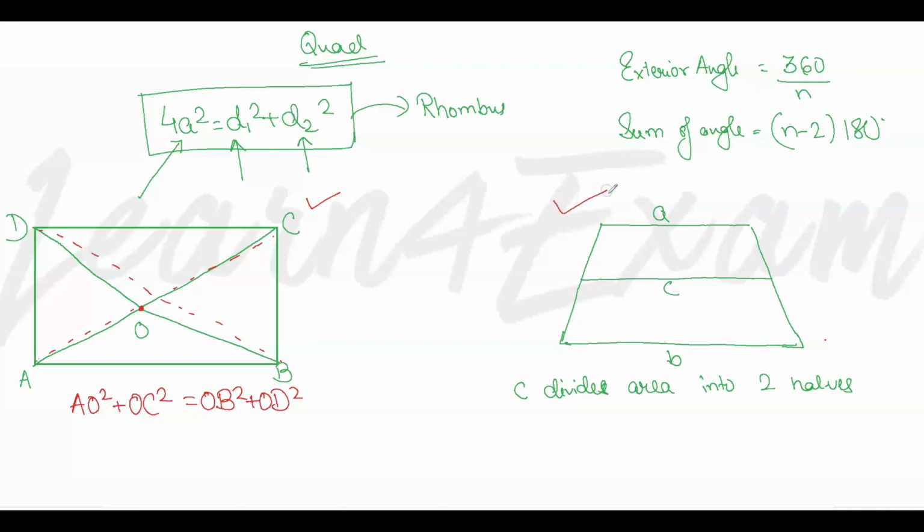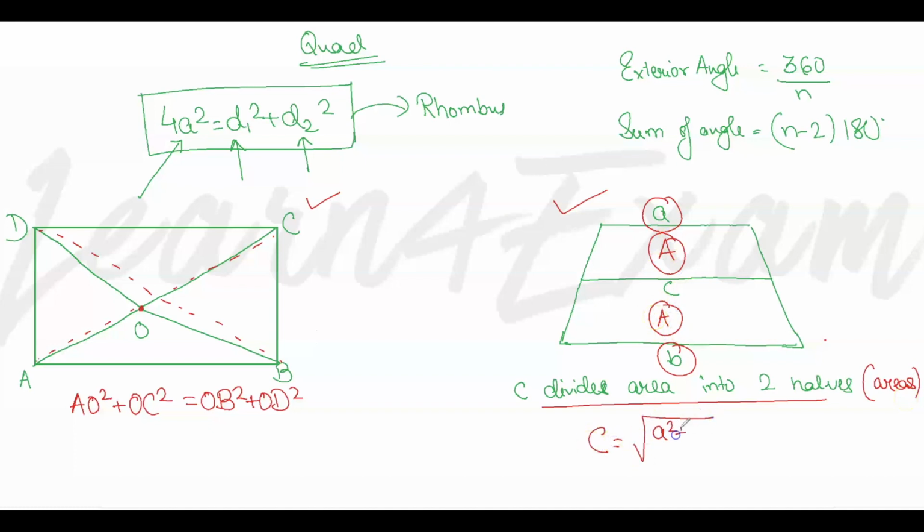The second one comes for a trapezium. Now in a trapezium, if the lengths of the parallel sides are A and B respectively, and if C is a line that divides the entire trapezium into two equal halved areas, so if this area is A, the area of the other part is also A, then the value of C is given by the formula root under of (A² + B²)/2. This is also something really very important. Finally, let's talk about a bit of circles.